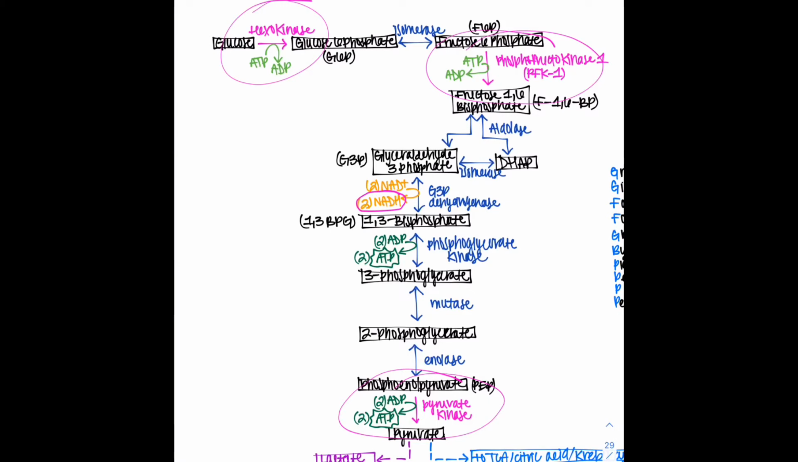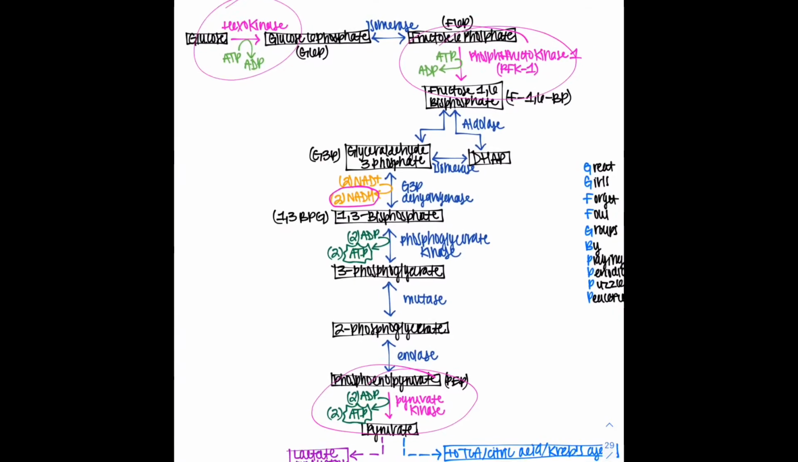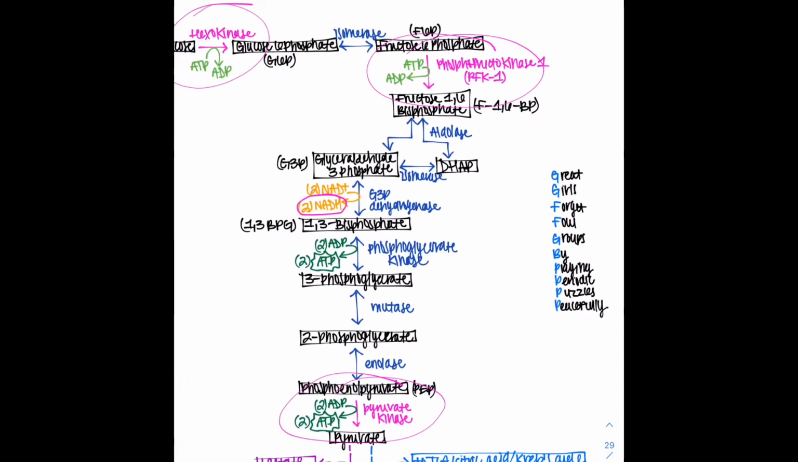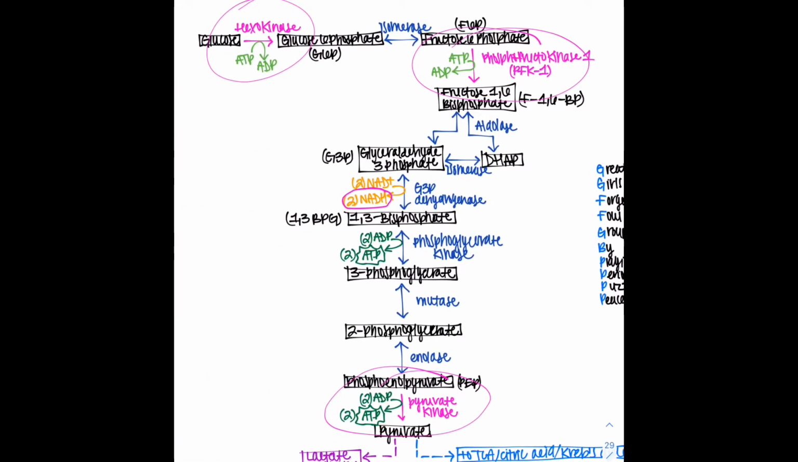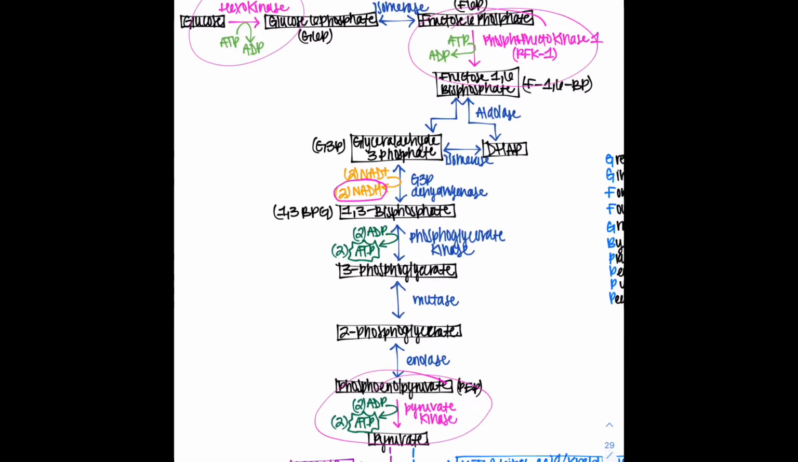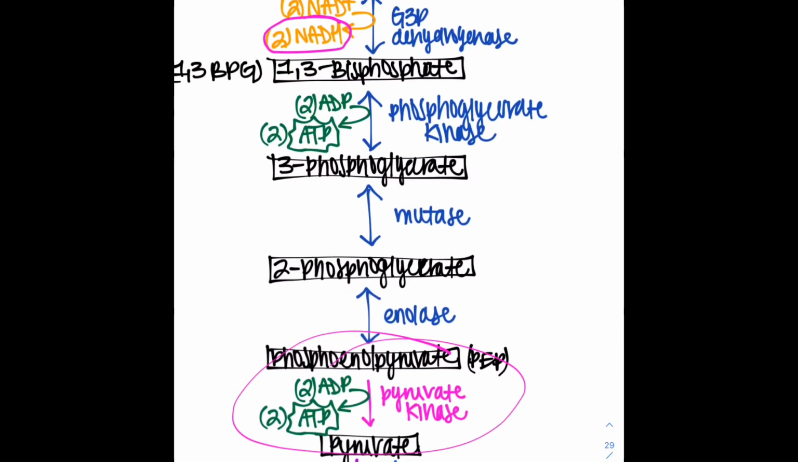I found that one easy way to remember these steps, or the steps that are unique, is that with hexokinase and phosphofructokinase, those two are both irreversible, and they occur in the beginning. And then for the 2 steps that yield ATP, both of them end in kinase, so phosphoglycerate kinase and pyruvate kinase.